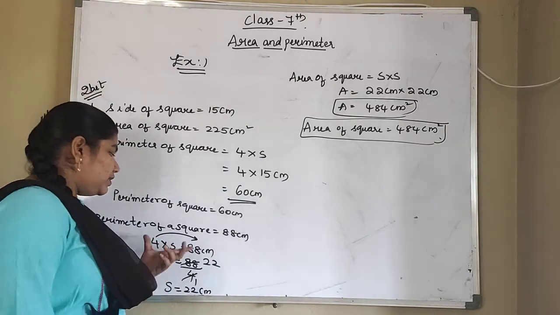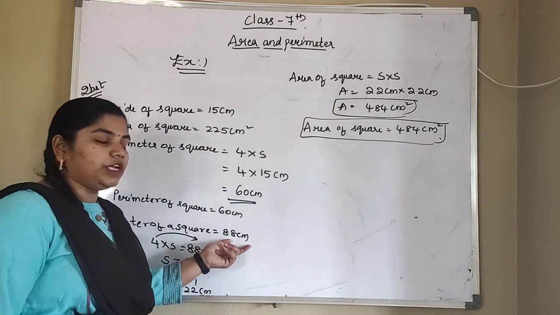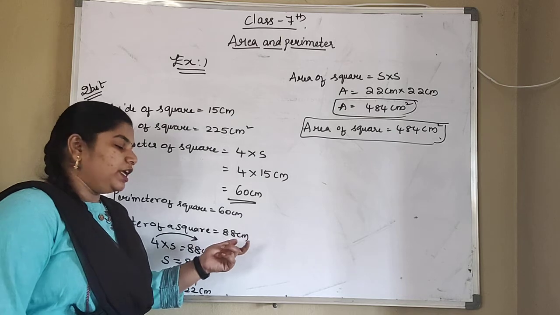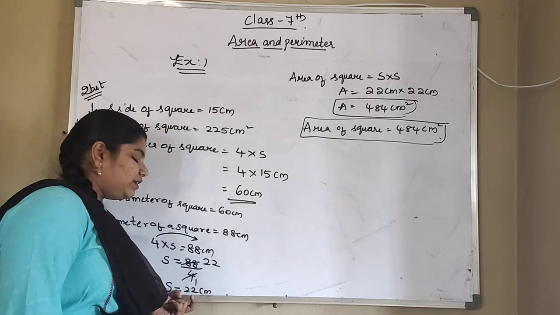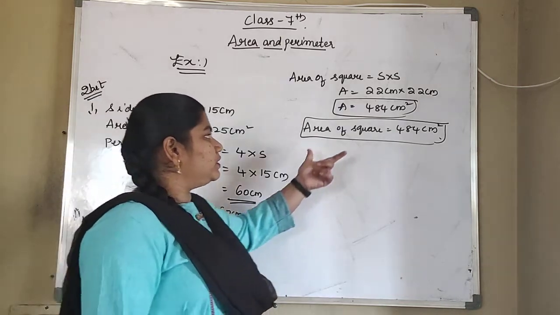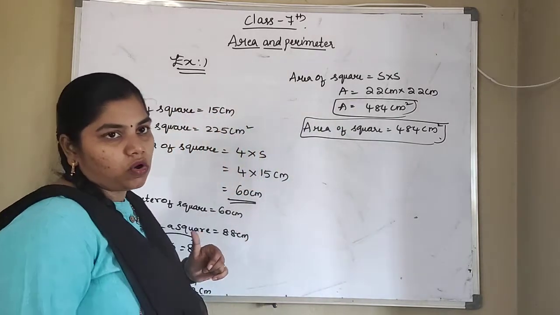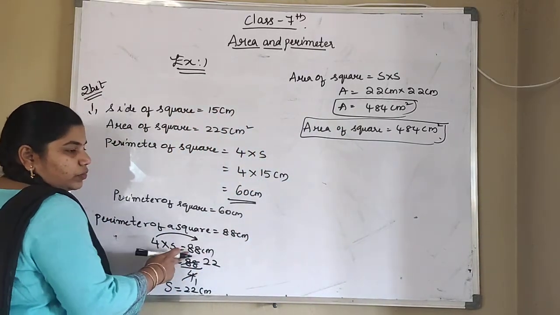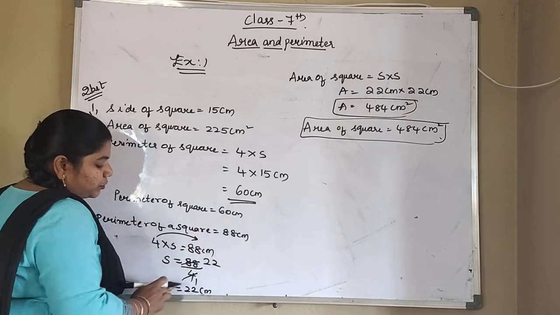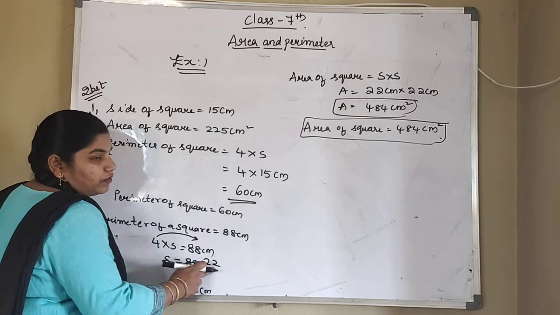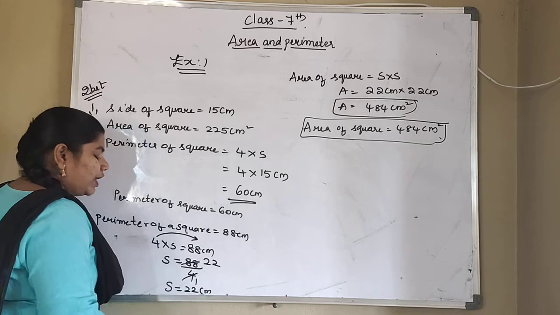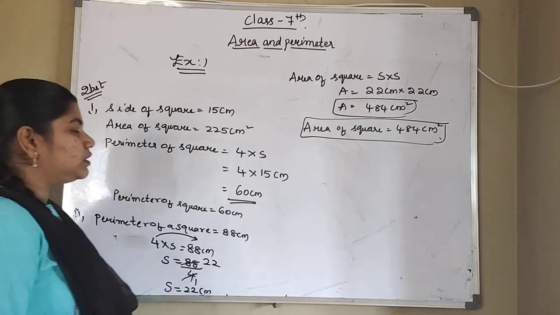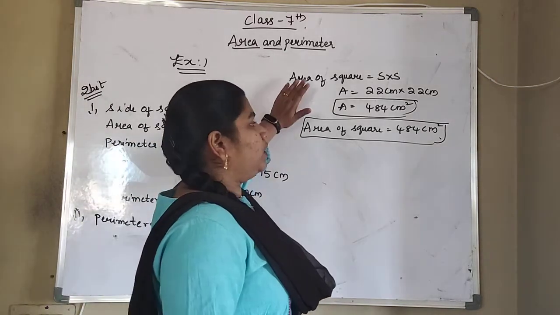In this second bit, they have mentioned only the perimeter value. By using that perimeter, you have to find the side value. Afterwards, you have to find the area of a square also. So, perimeter of a square is 4 into S equals 88. 4 I have transposed, that is 88 by 4. 4 ones are 4, 4 twos are 8, so the side value you got is 22 centimeters.